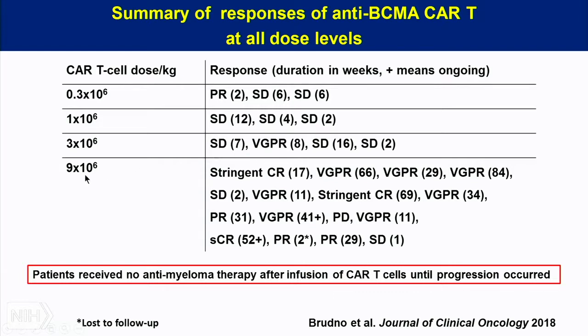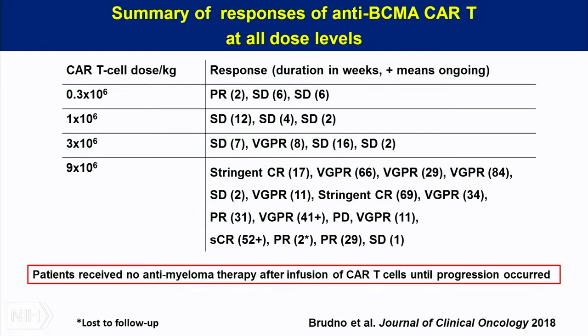Then we went on to the next dose level of 9 million CAR T cells per kilogram, and at this dose level there was a striking difference compared to the lower dose levels. These patients had very severe toxicity in some cases, and they had responses in 13 out of 16 patients. So you can see we have stringent complete remission, which means no evidence at all of myeloma, very good partial remission lasting 66 weeks, another VGPR, stable disease, VGPR, stringent complete remission again that lasted 69 weeks, very good PR, another stringent CR that's still ongoing, this very good PR is still ongoing. So much more response rate here.